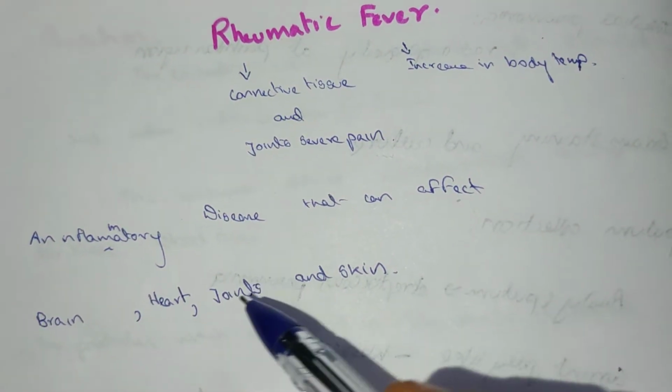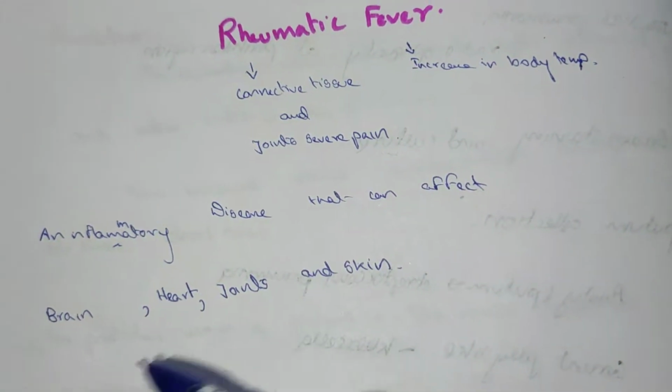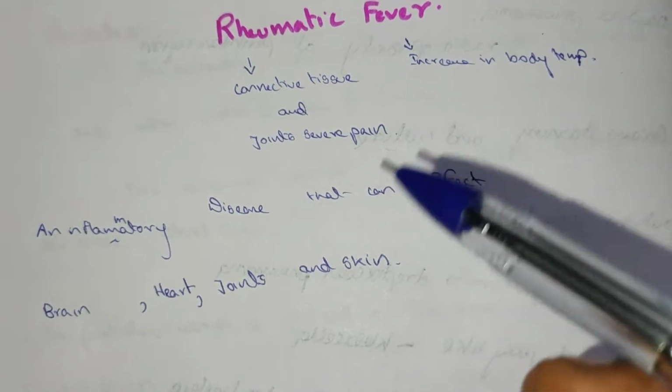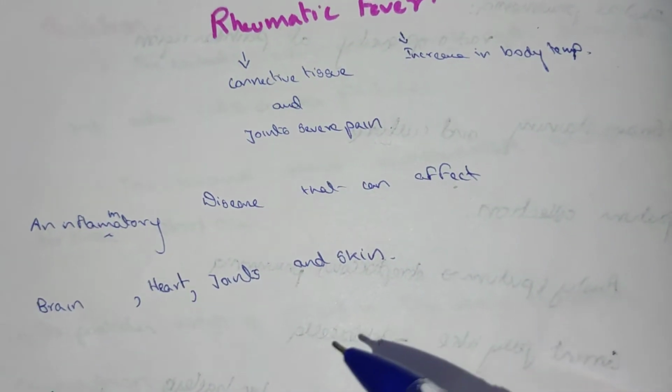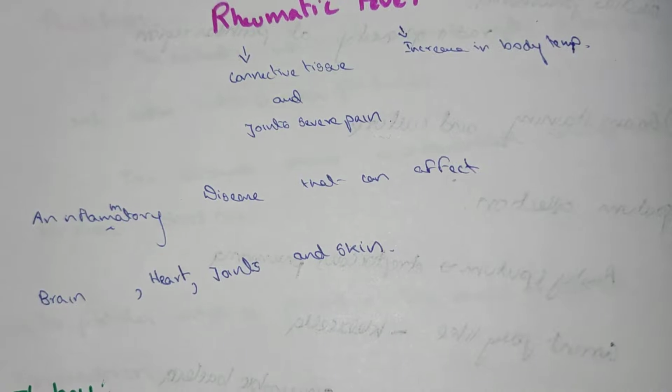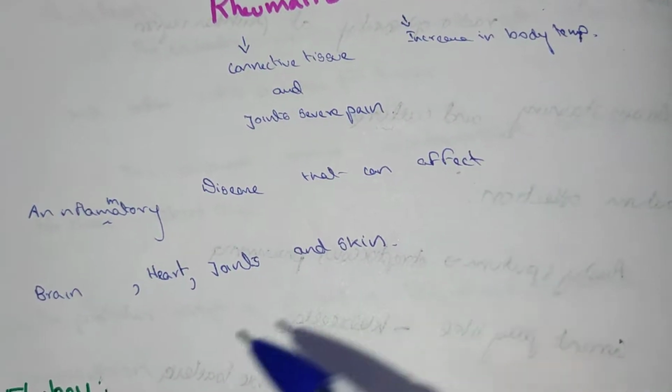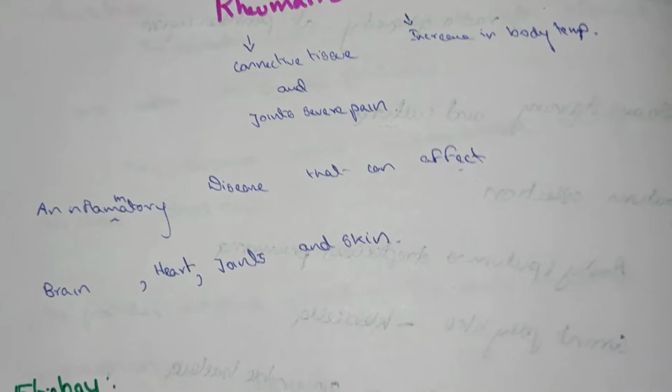An inflammatory disease that can affect the brain, heart, joint and skin is known as rheumatic fever. Any inflammatory disease which can affect the brain, heart, joint and skin.